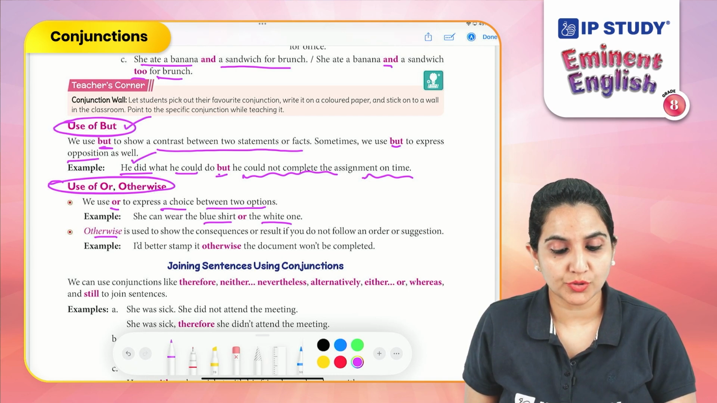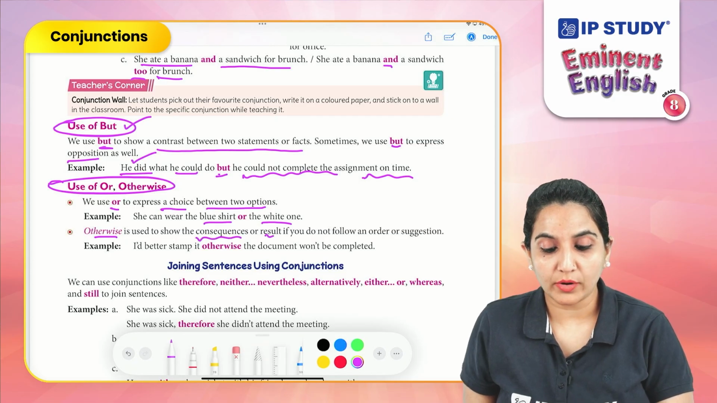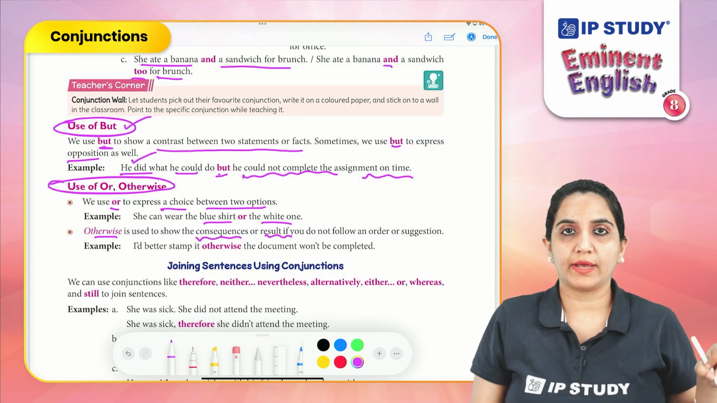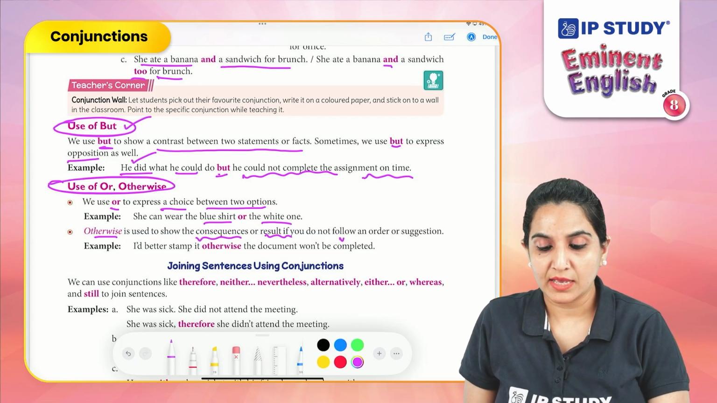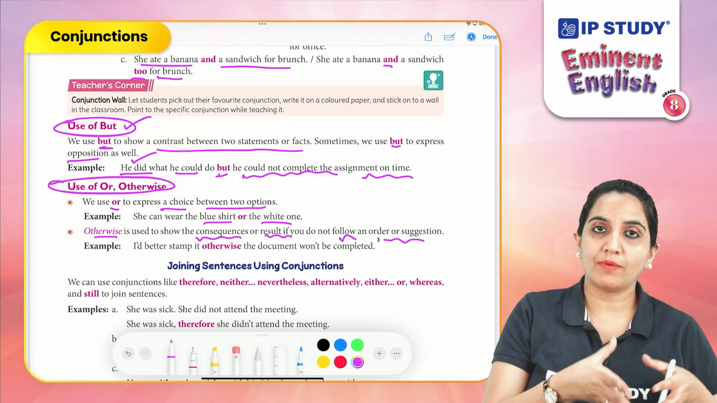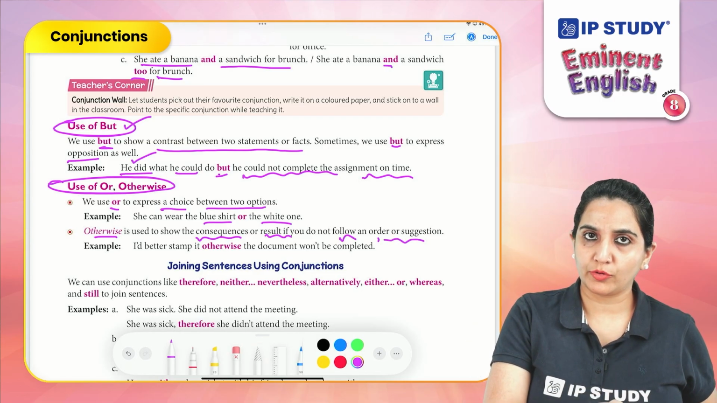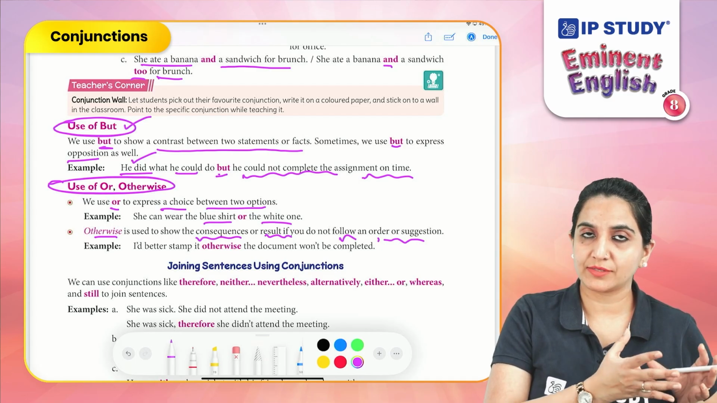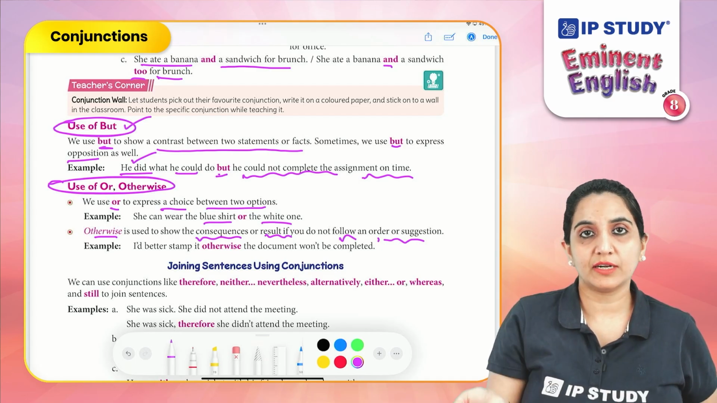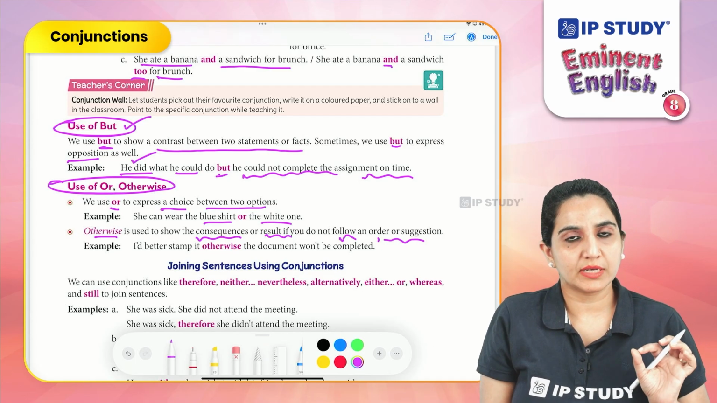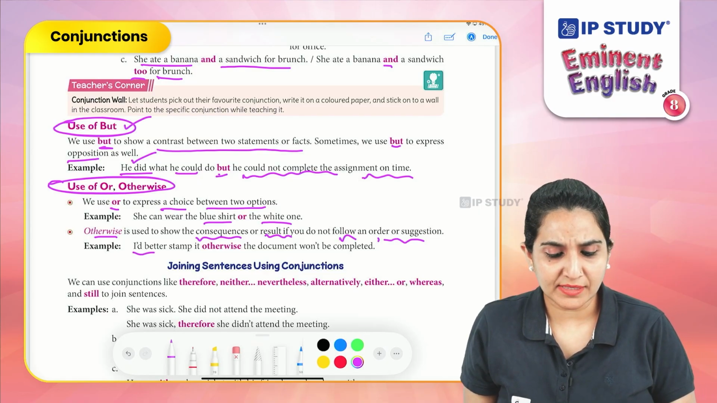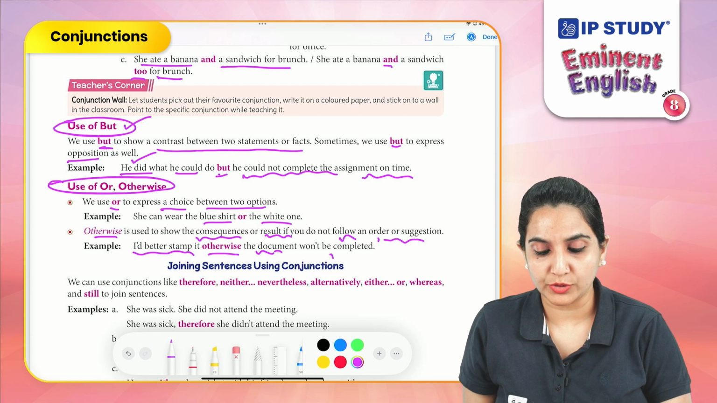Otherwise is used to show the consequences or result if you do not follow an order or suggestion. That means if one statement or one suggestion or advice is not being followed, what is the result of that? Then we use otherwise. I'd better stamp it. Otherwise, the document won't be completed.